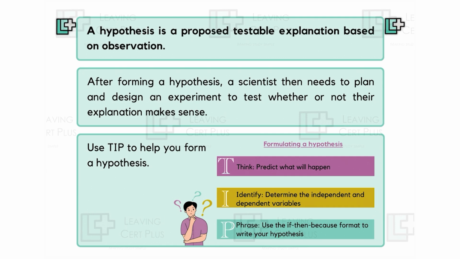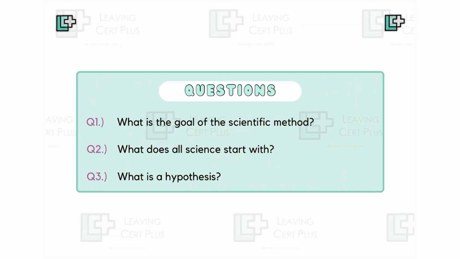So a couple of questions to finish off here. What is the goal of the scientific method? What does all science start with? And what is a hypothesis? Again, that definition comes up all the time, so you need to know it. Pause the video, jot down your answers, come back, and I'll give you the right answers.